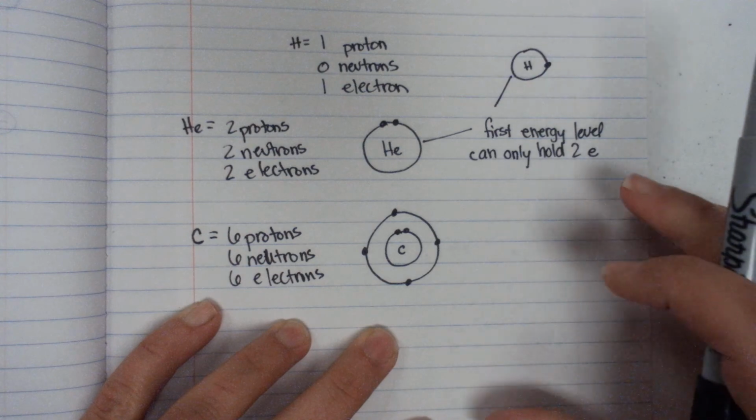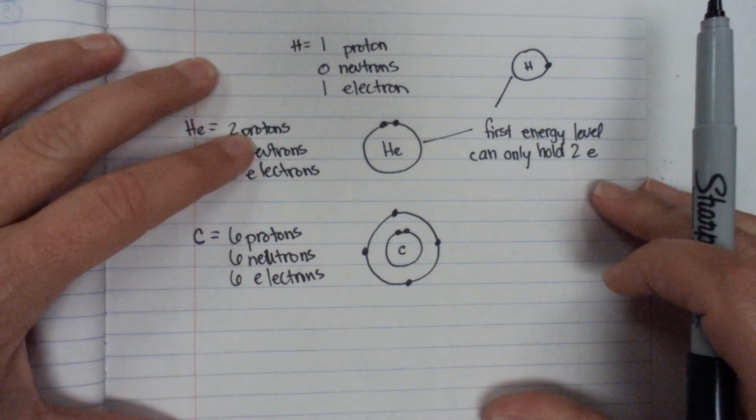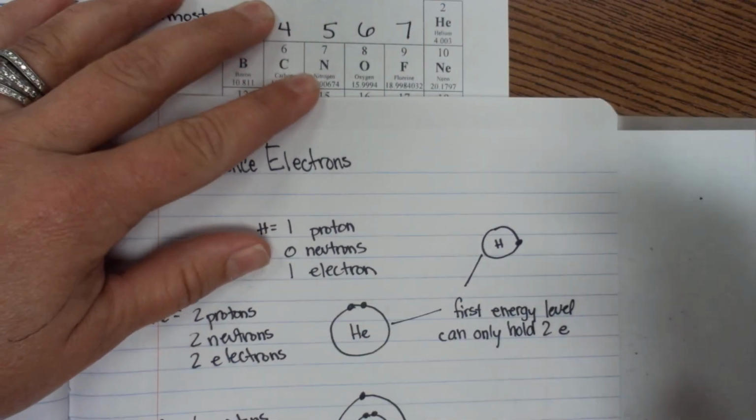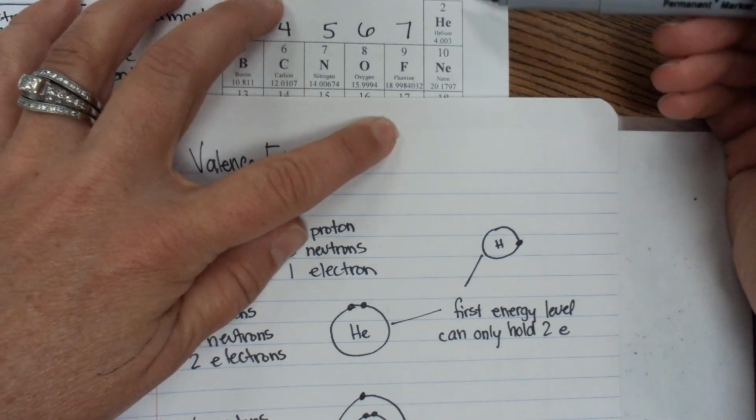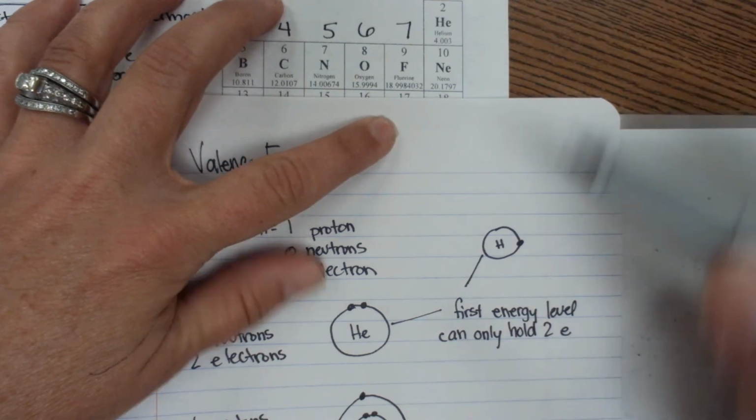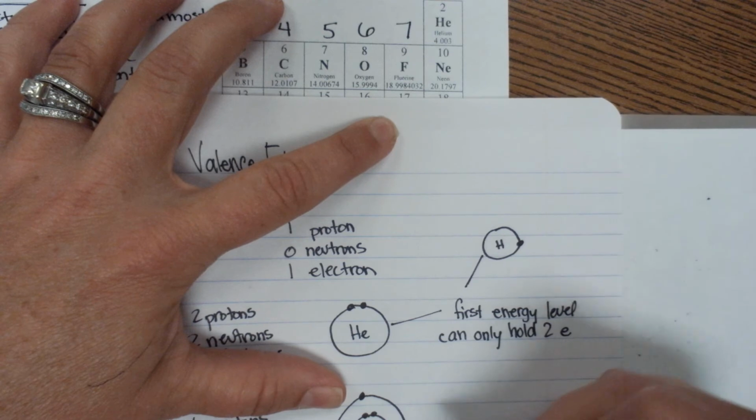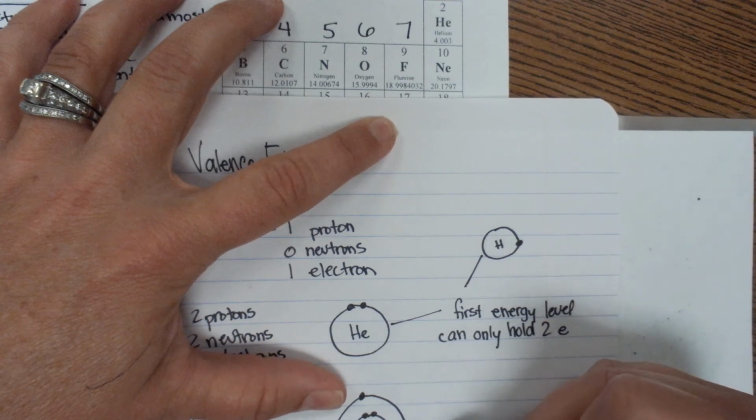So let's just go ahead and look at neon. Neon is in the 2nd energy level. It's in the 2nd period. So we will kind of go back and forth here.